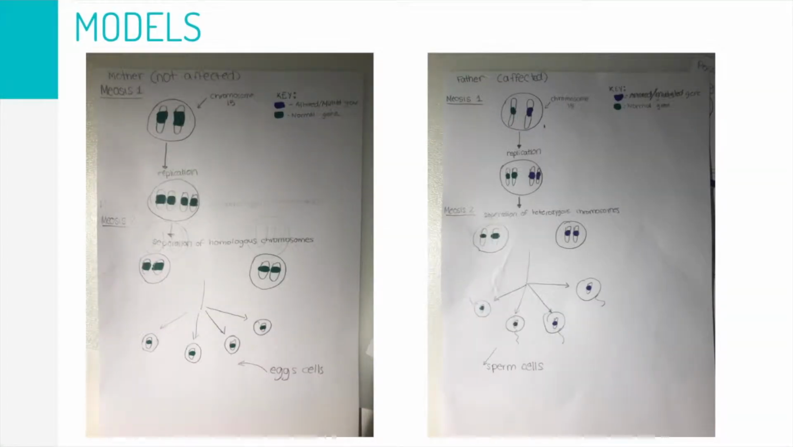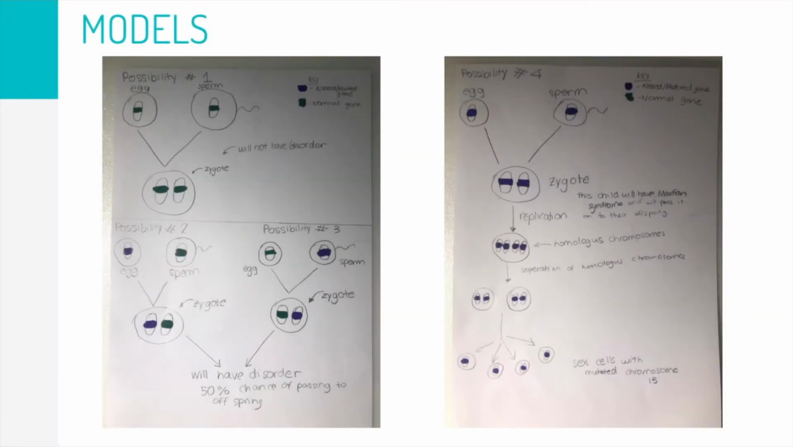The second model represents the process of meiosis during different scenarios, one with an affected parent and one without, and how that would affect their sex cells. The next 4 models show the different possibilities that could occur to the offspring depending on the altered gene. The first model shows an unaffected offspring because there is no copy of the mutated gene.